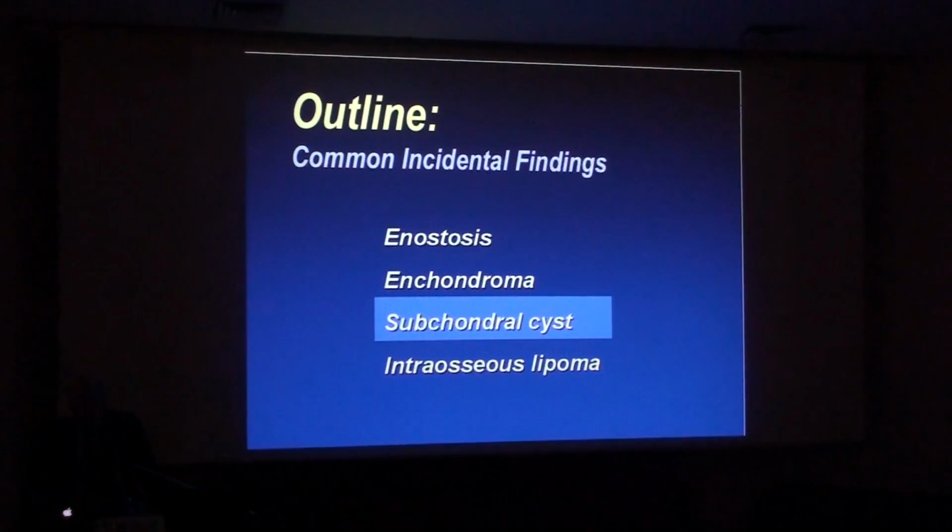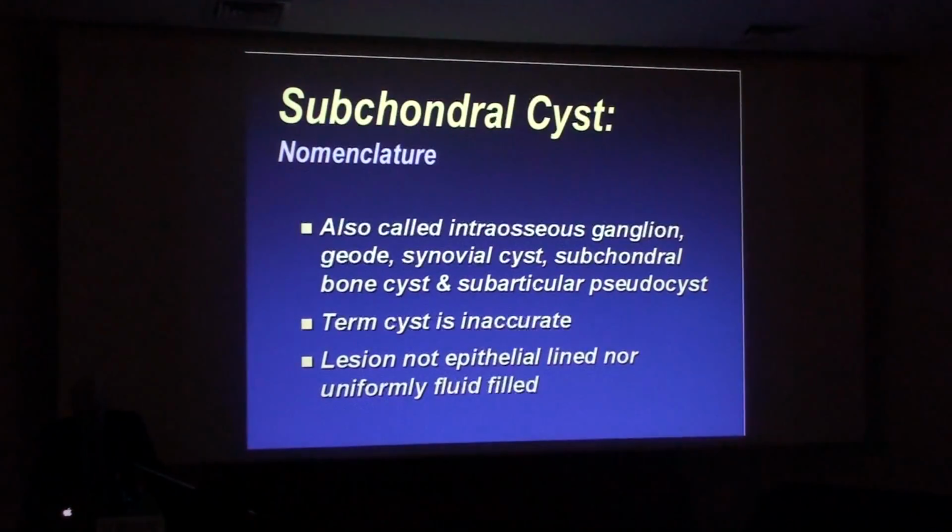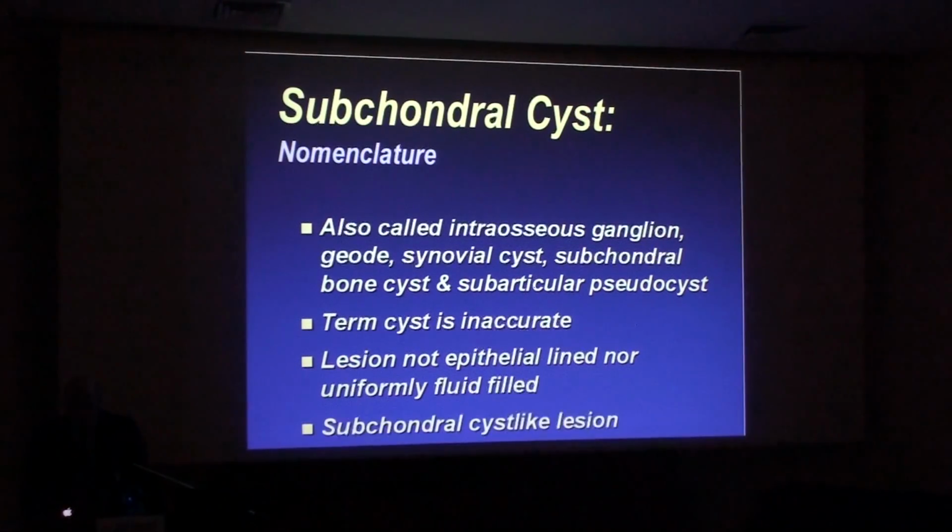Subchondral cysts are also quite common. Sometimes termed intraosseous ganglia, geode, synovial cysts, subchondral pseudocysts, subarticular pseudocysts. None of those terms are really all that accurate in the sense that a cyst is a lesion that's fluid-filled in which the fluid is secreted or produced by the lining of it, and none of that happens with these degenerative lesions. But for what it's worth, that's the terms that have been accepted.